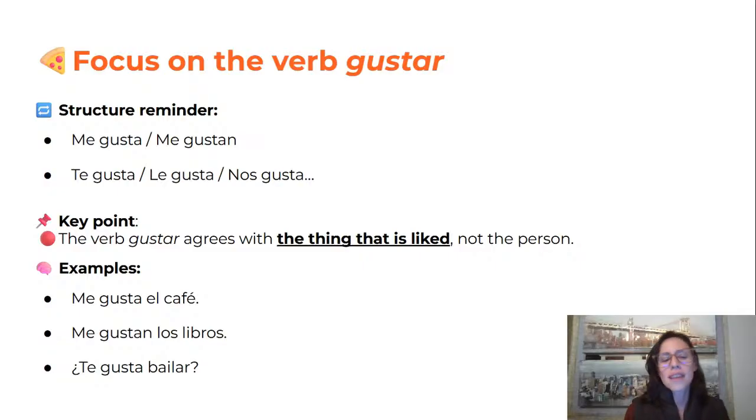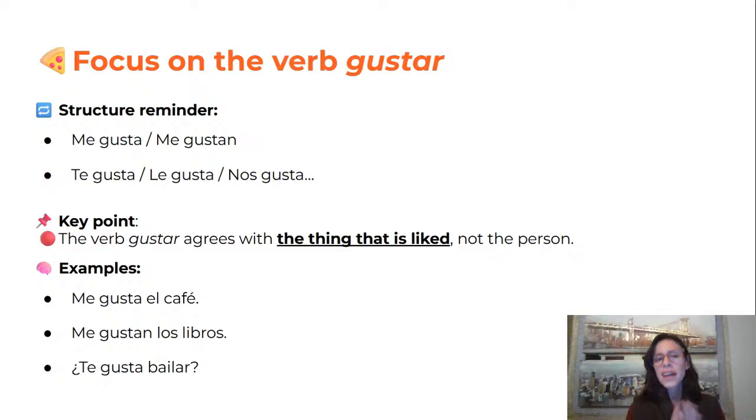And now we have a third example. ¿Te gusta bailar? This time we used another object pronoun, in this case, te. When it comes to te, that means to you. So this question is asked to you. I am asking you the question. So, do you like dancing? ¿Te gusta bailar? And this is the secret.